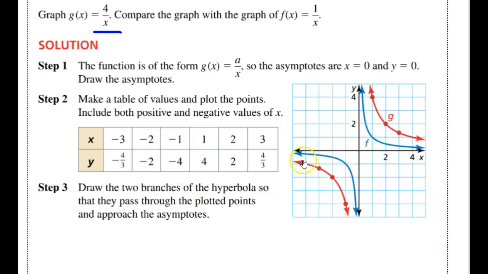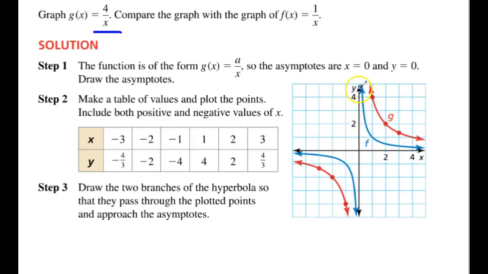So now I'm going to draw the two branches, right? First thing I do is draw my asymptotes. We said that those were at x equals 0, so that's this line right here, and y equals 0. Then I know my branches are going to get close to that but never touch. So then I can plot these points. I'm going to plot -1, -4, that's this point right here, -2, -2, -3, -4 thirds. And then I'm going to plot my positive points at 1, 4, 2, 2, and then 3, 4 thirds. And then I connect those together to form my actual graph.